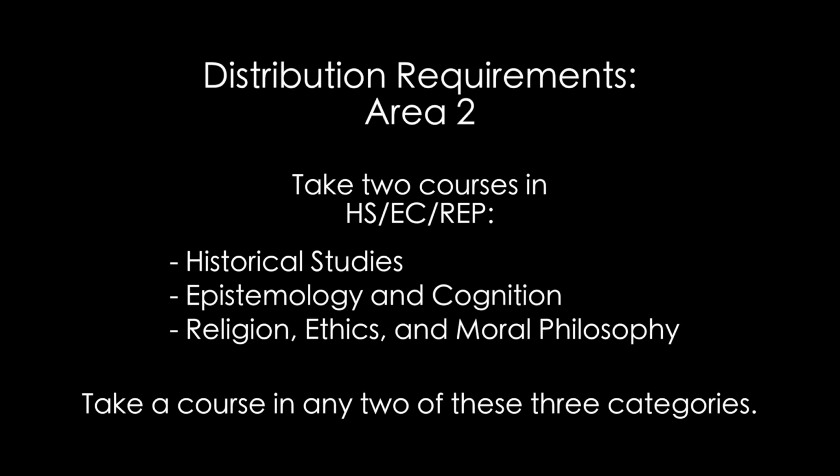You'll also need 2 courses in at least 2 of these 3 categories: historical studies, epistemology and cognition, or religion, ethics, and moral philosophy. That sounds overwhelming. I'm taking a history class right now, but what other classes can I take for the other categories? A lot of philosophy and religion courses will also fall into one of those 2 categories. How do I know? Let's take a look at specific courses on the course browser.